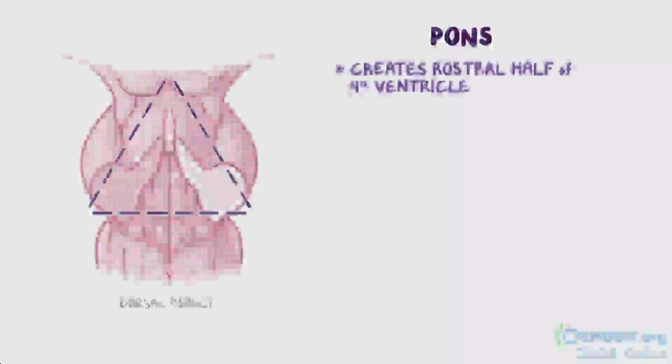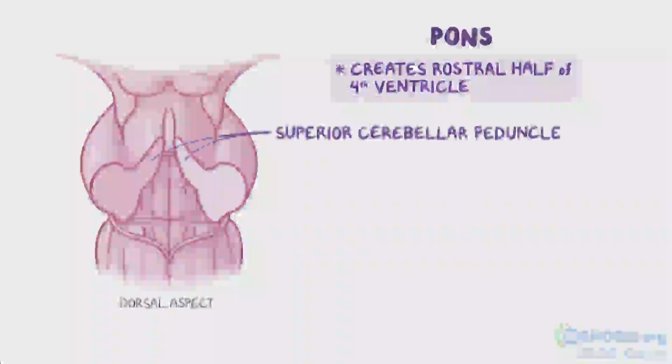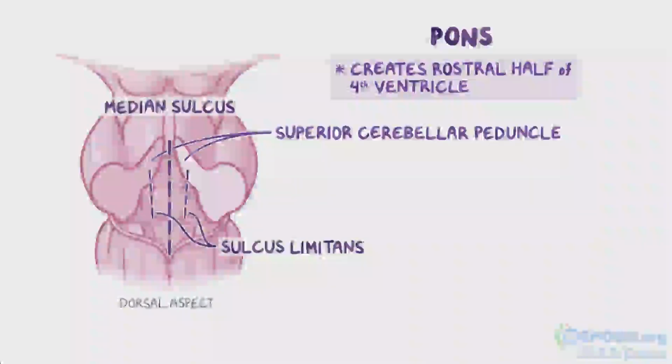Switching gears, the pons also has a dorsal aspect, which is triangular shaped. It creates the rostral half of the floor of the fourth ventricle. Laterally, there are the superior cerebellar peduncles. Running vertically down the midline stretches the median sulcus, and just parallel to it on each side, the sulcus limitans. Between the median sulcus and the sulcus limitans, there are two elevations called the medial eminences, whose caudal parts enlarge to form the facial colliculi.